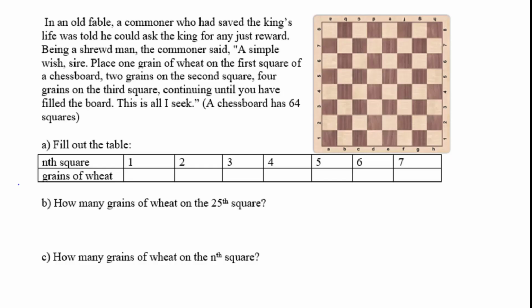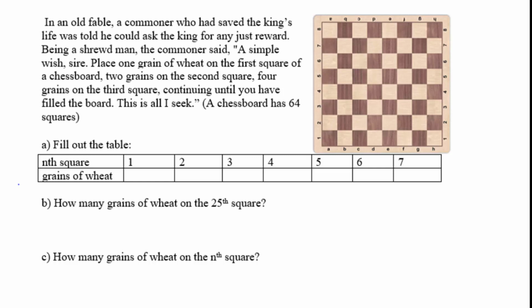Today's video is about geometric sequence. In an old fable, a commoner who had saved the king's life was told he could ask the king for any just reward. Being a shrewd man, the commoner said, "A simple wish, sire.